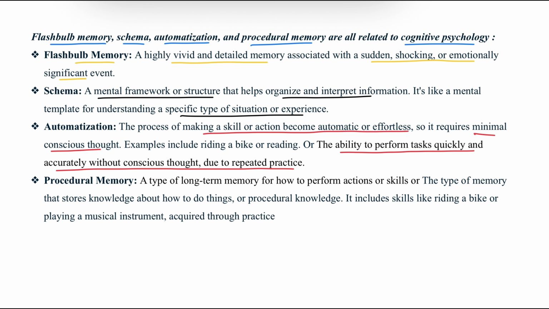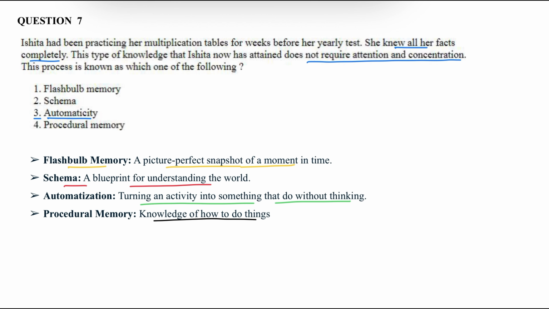Procedural memory, a type of long term memory for how to perform actions or skills. This type of memory stores knowledge about how to do things, or procedural knowledge. It includes skills like riding a bike or playing a musical instrument acquired through practice. So, from the given options, the correct answer is automaticity.